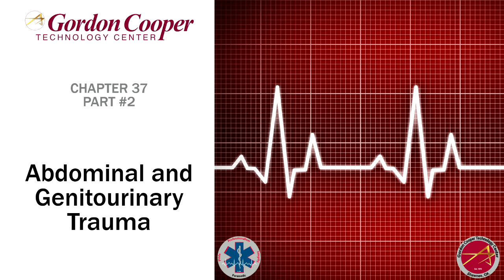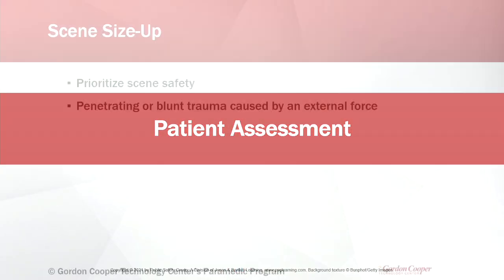All right, here we are back with part 2 of chapter 37. And in this chapter, we're talking about abdominal and genitourinary trauma. We did a review and discussed some things to be aware of specific to abdominal and genitourinary trauma and what organ systems are involved in that. So now let's go ahead and dive into our patient assessment side of things.